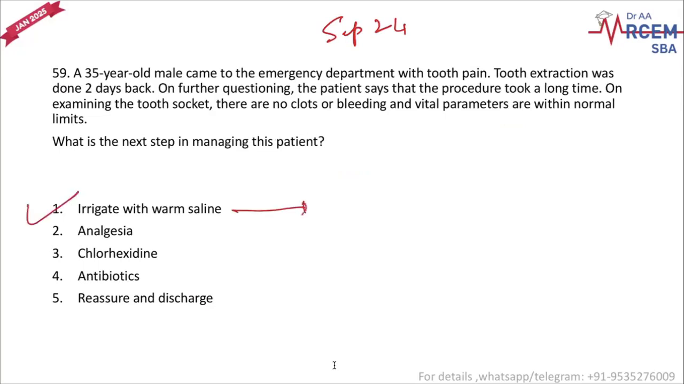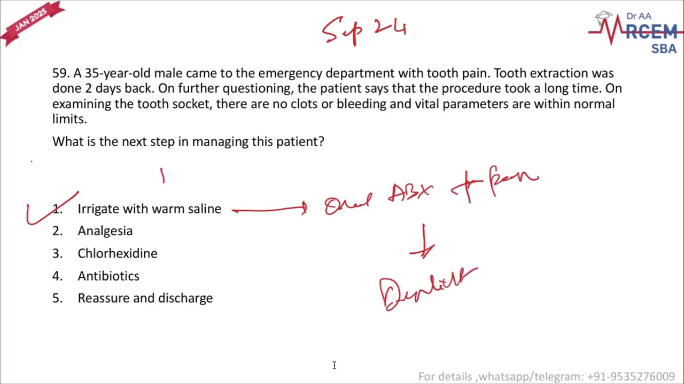After irrigation, you will prescribe oral antibiotics plus painkillers, then ask them to follow up with the dentist. So this is the sequence of order. The first step is to remove any clots, if present, though usually there will not be any. So this will be the first step, this will be the second step, and this will be the third step.